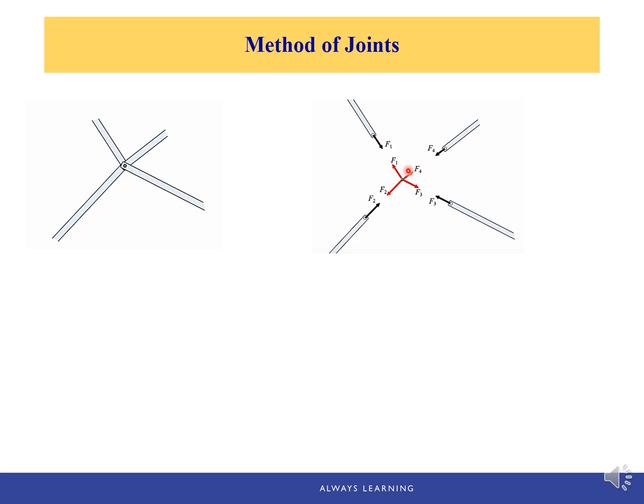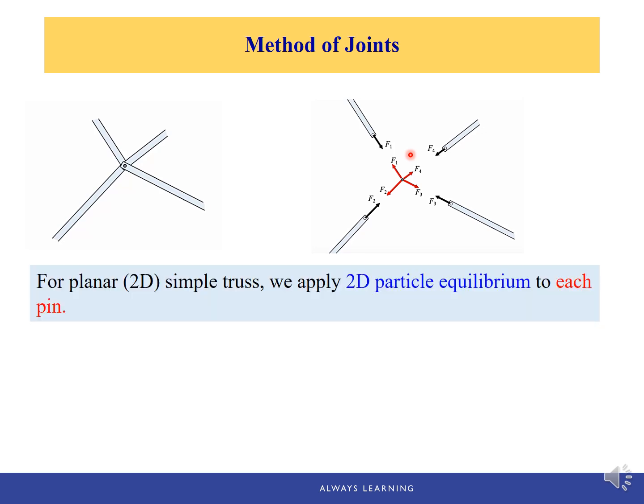And because this will become a particle equilibrium problem, pins can be considered as particles. For planar, which is the focus of our class, we're going to solve 2D or planar simple trusses. We can apply the 2D particle equilibrium to each pin. Again, instead of analyzing the member, we're going to analyze the pin, treat the pin as a particle, and apply particle equilibrium to each pin.